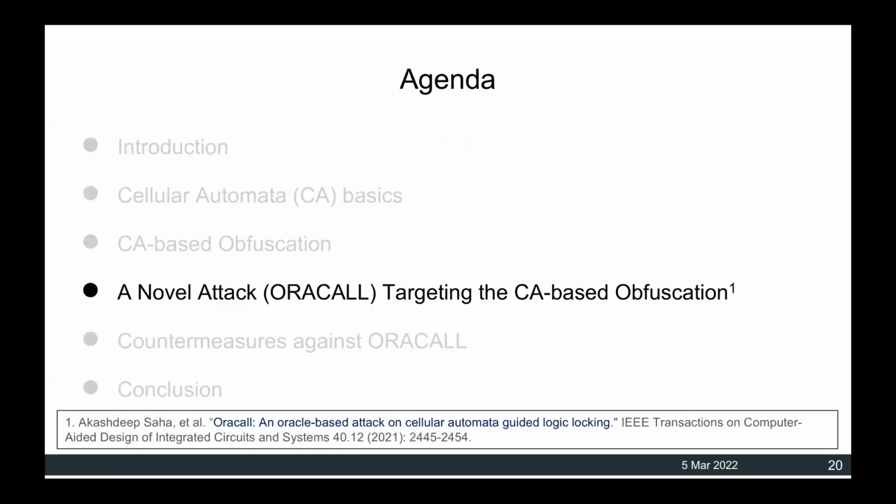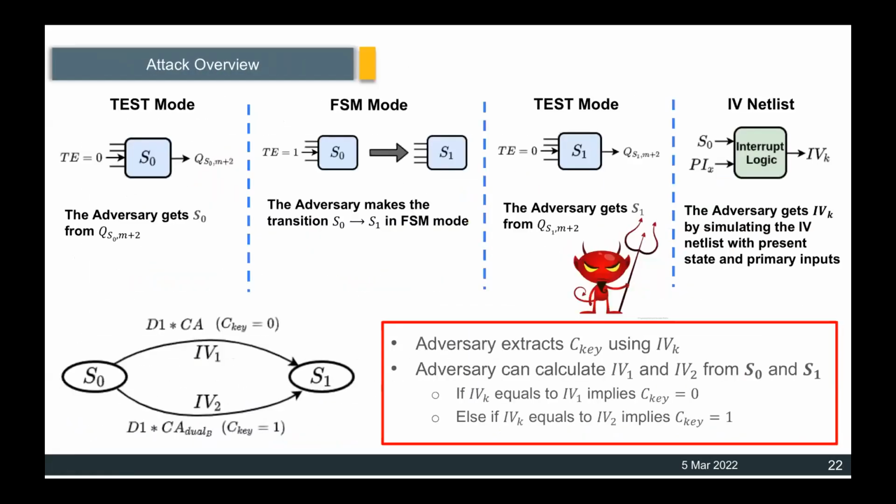Once you do that, you essentially need to check whether IV1 is correct or whether IV2 is correct. In order to do that, the adversary looks at the IV netlist. Note that the IV netlist, which is the interrupt logic, can be either encrypted or not encrypted. Imagine that it is not encrypted, that means it is in an unlocked state. So if you feed in these inputs like S0 and the primary inputs, it will give you a corresponding IV value. Now the adversary will just check whether this IV equals IV1 or IV2.